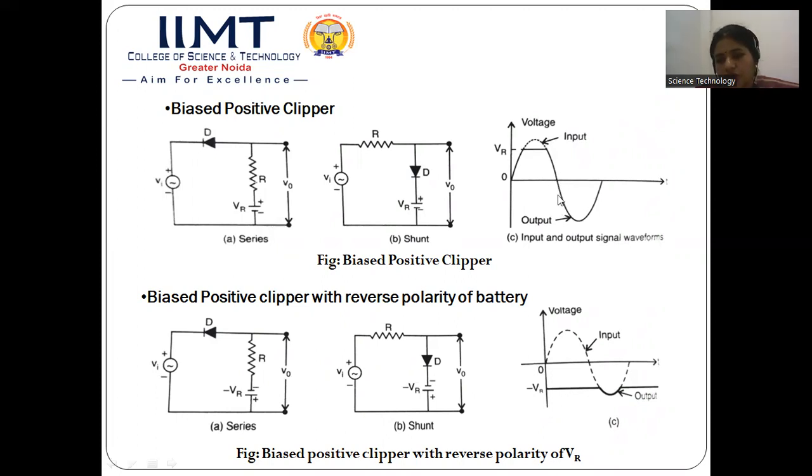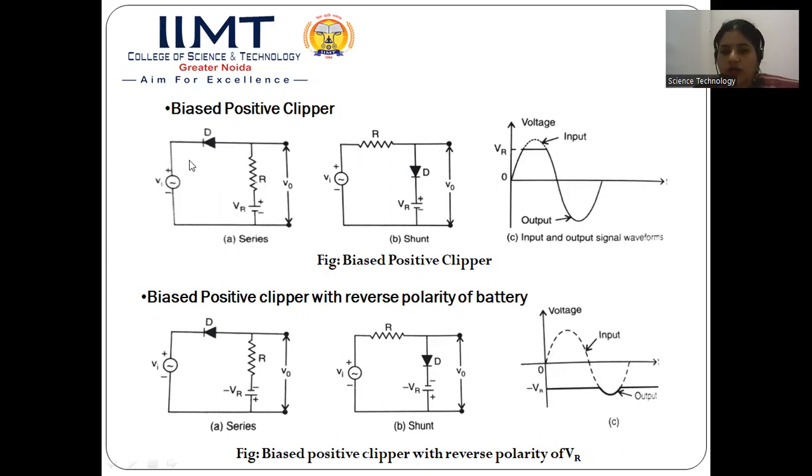So we'll get the output waveform on the screen. This is the overall output. It will look like in the positive half cycle, the portion of the waveform above VR has been clipped off. The remaining wave has remained the same. The remaining input wave has been reproduced in the output waveform. So I hope you have understood this. That was about the series biased positive clipper.